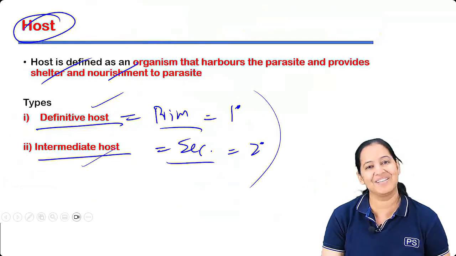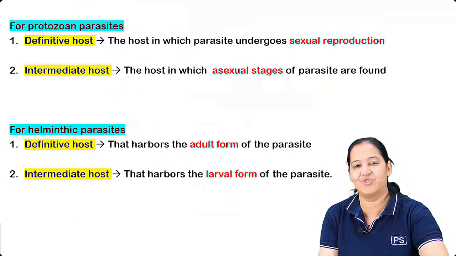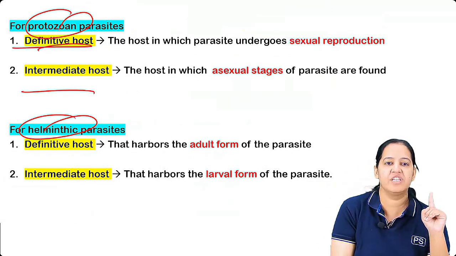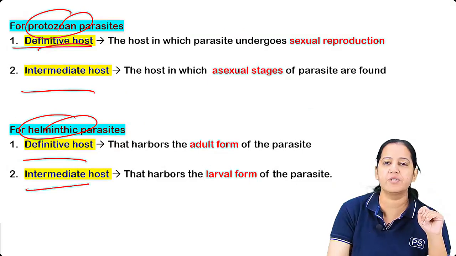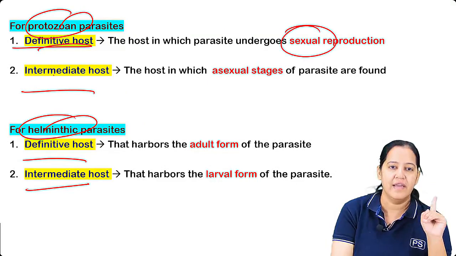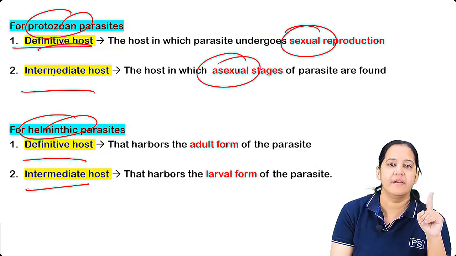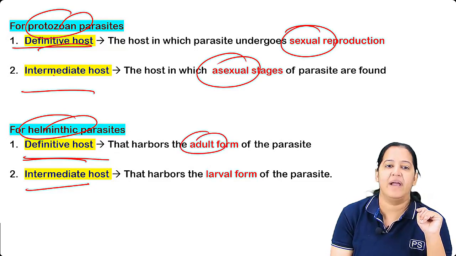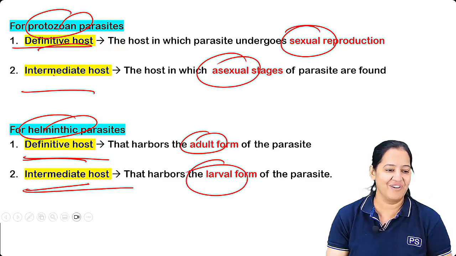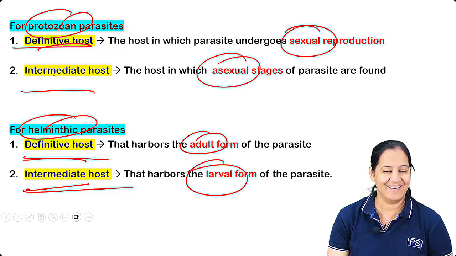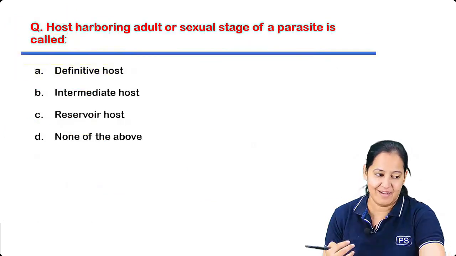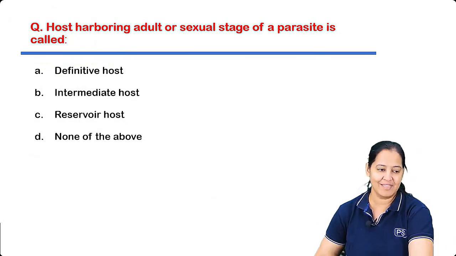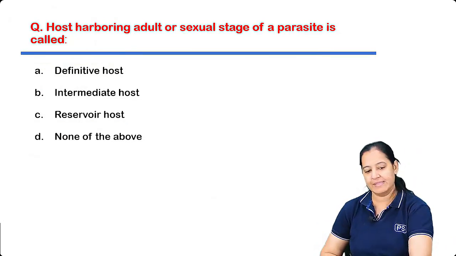So the same four definitions are written in front of you. Protozoa, metazoa. Definitive host, intermediate host. Who is the definitive host? Inside which the sexual cycle happens. Intermediate host, asexual cycle. In the helminth, for the definitive host the parasite is in adult form, and for the intermediate host the parasite is in larval form. Read the question, tell me the answer. Let's see who got it. Tell me the answer, fast.